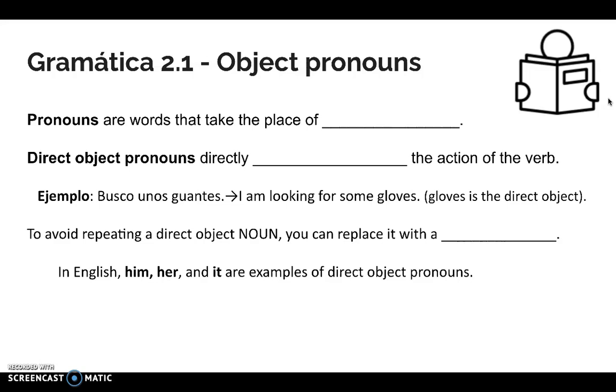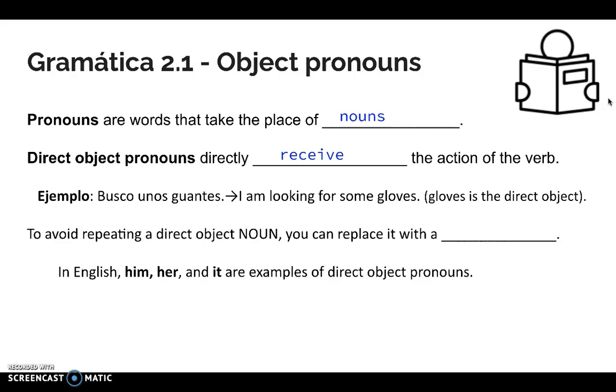Okay. So pronouns are words that take the place of nouns: person, place, or thing. Direct object pronouns directly receive the action of a verb. So today we're going to be working with direct object pronouns and indirect object pronouns. These are the ones that receive the action of the verb. What I mean by that is if you are looking for something, this is what you are looking for. So here we have an example.